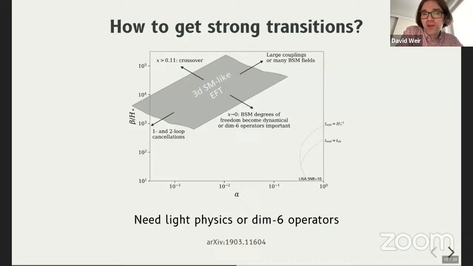There are other things which people often do when thinking about these models, but in practice, to go in the direction you want, which is making x so small that the theory is no longer self-consistent, when you just have this simple quartic model, you need additional BSM degrees of freedom or dimension 6 operators.